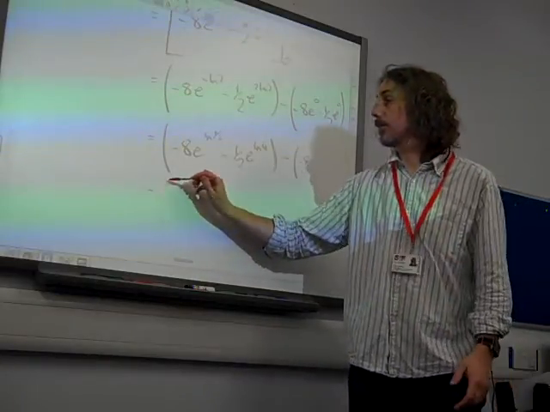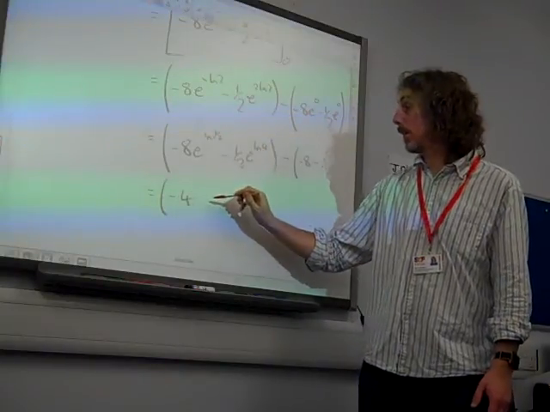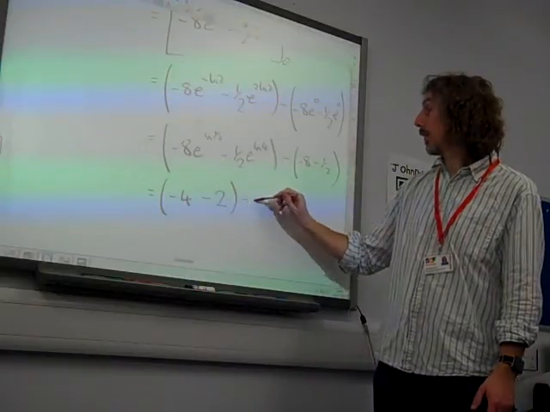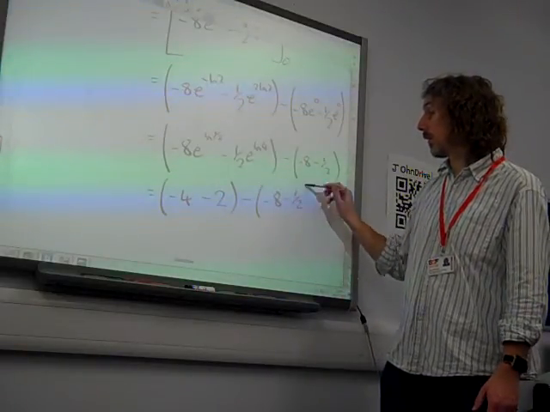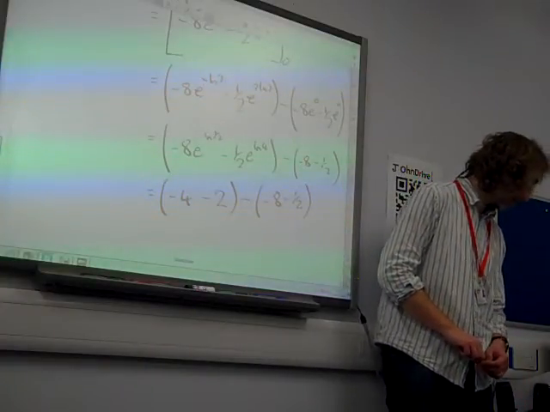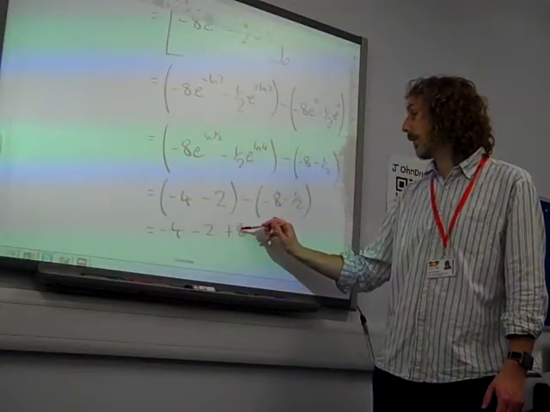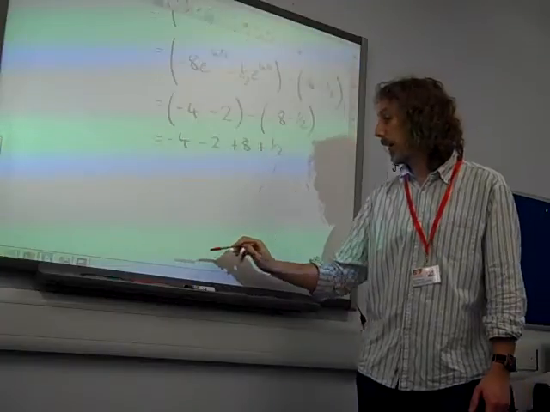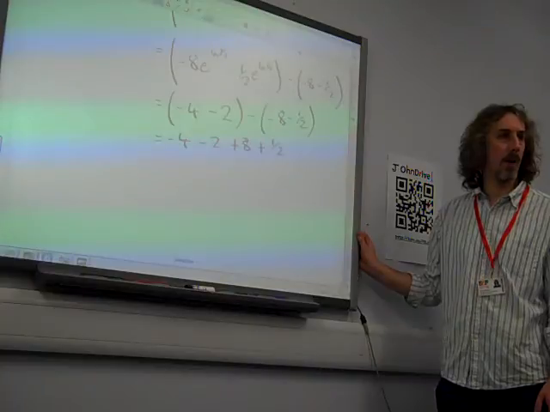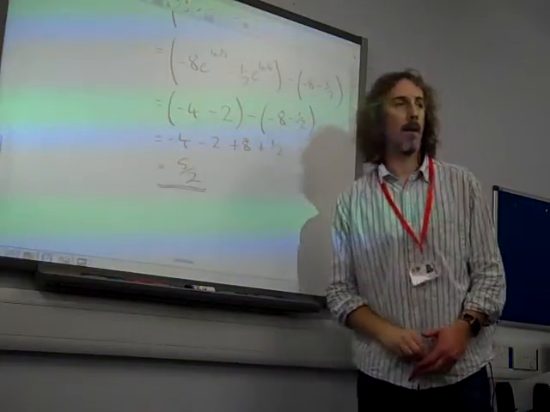So this is minus 8 times a half. This is a half times 4. And I reckon I'm nearly there with that. I've got minus 4 minus 2 plus 8 plus a half, which gives me, what is that? 8 take away 6 is 2, plus a half is 2 and a half, 5 over 2, and there's my answer.